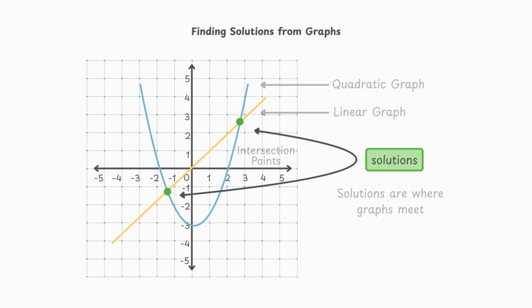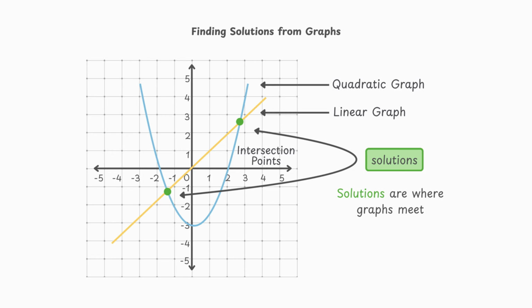Now look closely at the positions of these points. The left intersection is slightly to the left of -1 and slightly below 0. The right intersection is around 3 on the x-axis and around 3 on the y-axis. To find the solutions, we are interested in the x values of these intersection points. So we focus on the horizontal position of each point. These x values are the solutions to the equation formed by the two graphs.